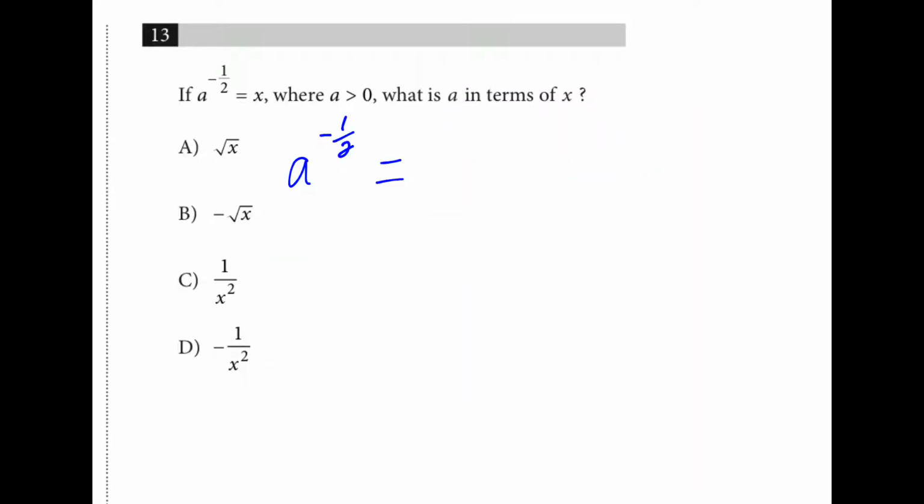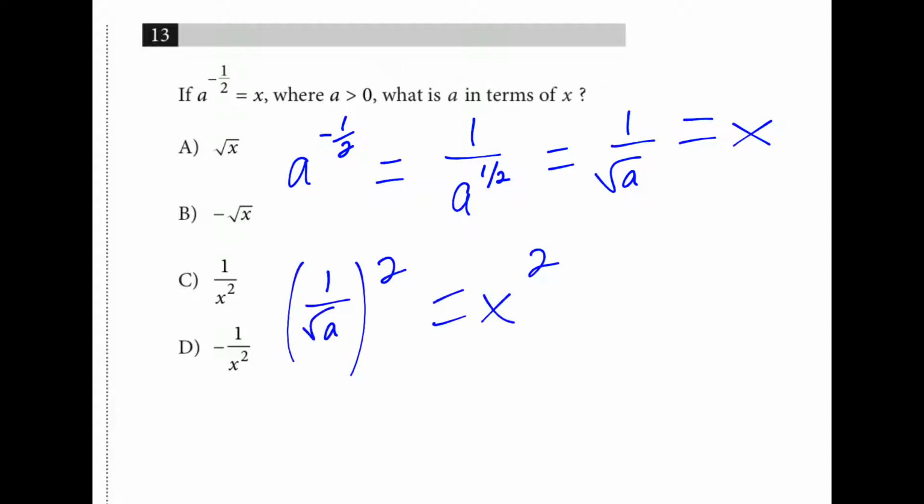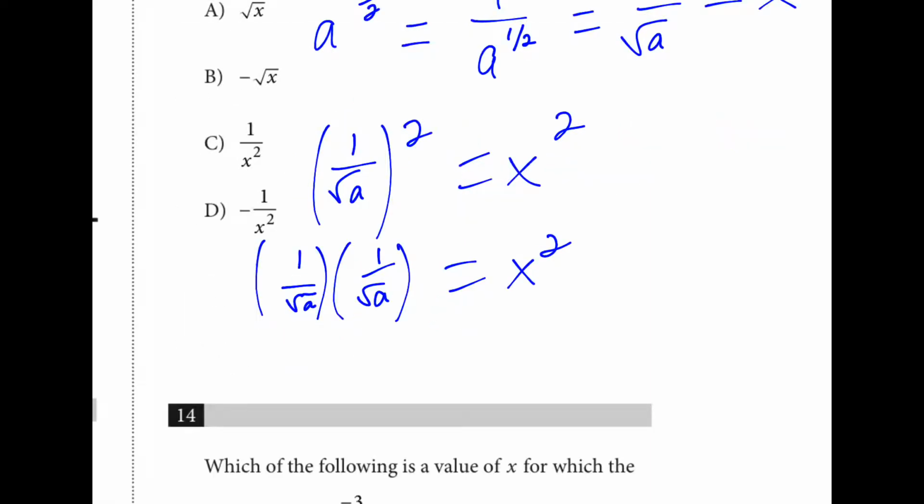For 13, we have to remember how negative exponents work, that this is just going to become a over 1/2. We also have to remember how fraction exponents work, that this becomes 1 over the square root of a. And at this point, we want to get a in terms of x, so we want to solve for a, get a all by itself. So let's square both sides, and we can multiply fractions straight across, so we get 1 over a is equal to x squared.